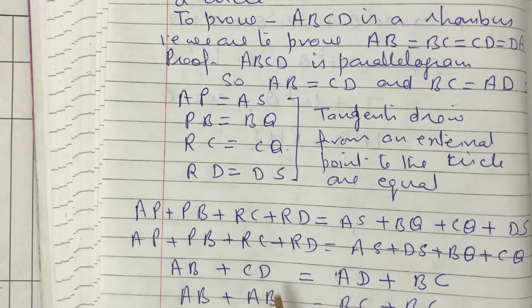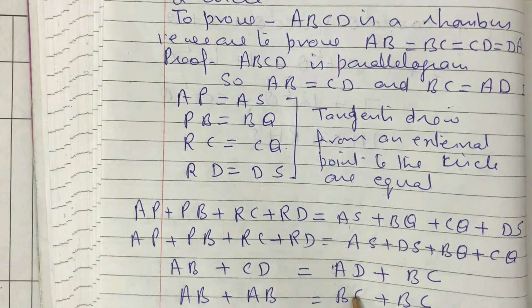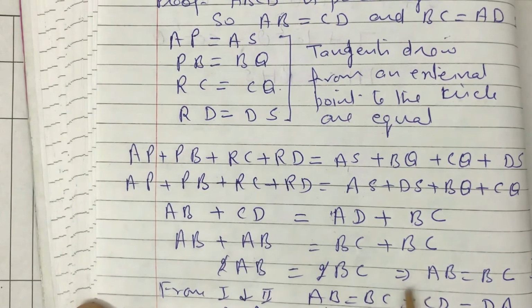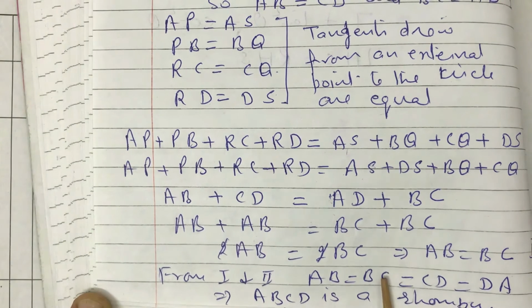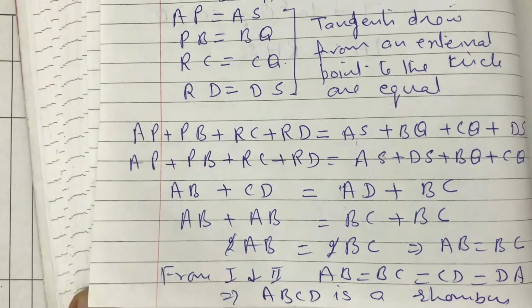So instead of CD write AB, instead of AD write BC, because in parallelogram opposite sides are equal. Now 2 times AB is equal to 2 times BC. It implies AB is equal to BC. We have now AB is equal to BC is equal to CD is equal to DA. So ABCD is a rhombus.